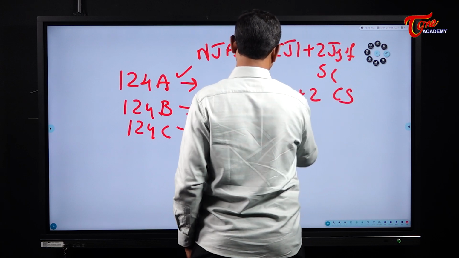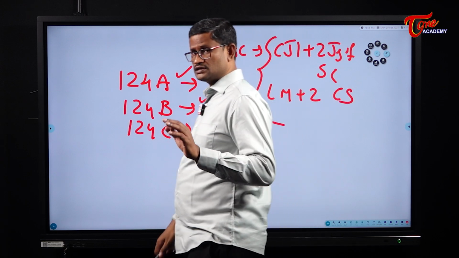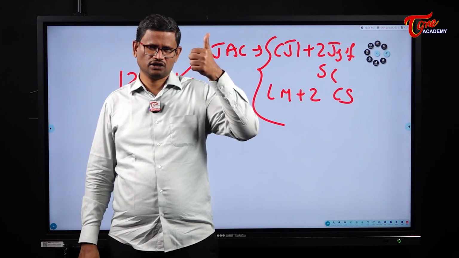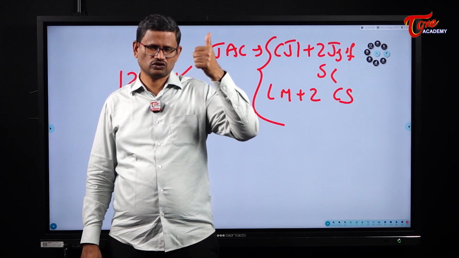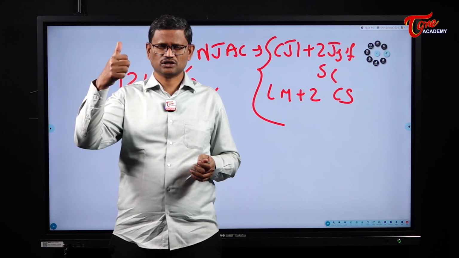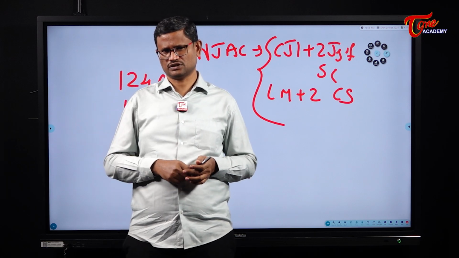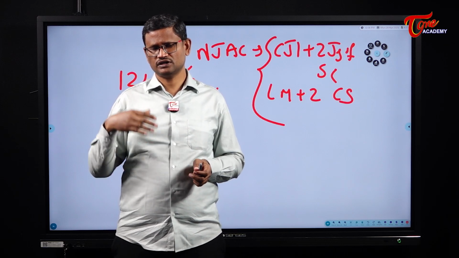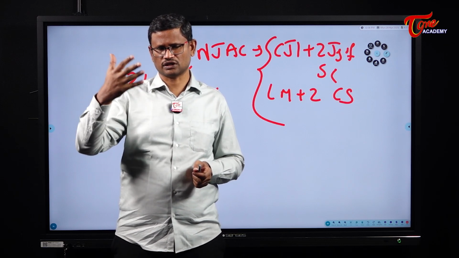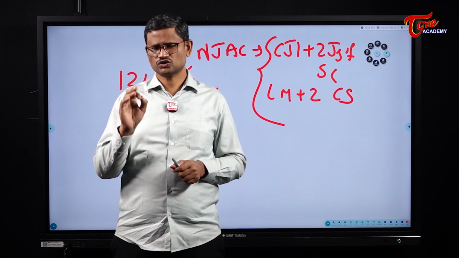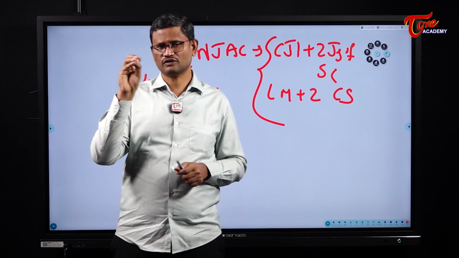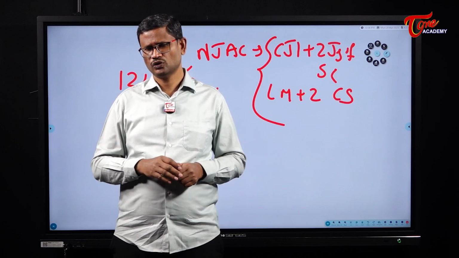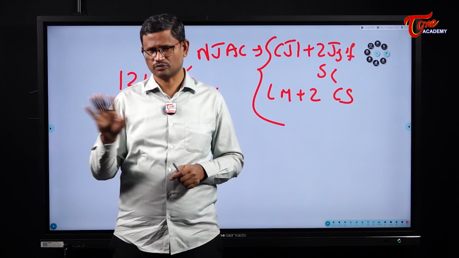This is the composition. So NJAC has a total of 6 members: the Chief Justice of India, 2 senior-most judges of the Supreme Court, 1 law minister, and 2 members representing the civil society. If an appointment is to be made to the Supreme Court and High Court, or if a judge has to be transferred from one High Court to another High Court, the decision has to be taken by at least 5 out of the 6 people. Even if 2 people say no, then the appointment and transfer cannot be done.